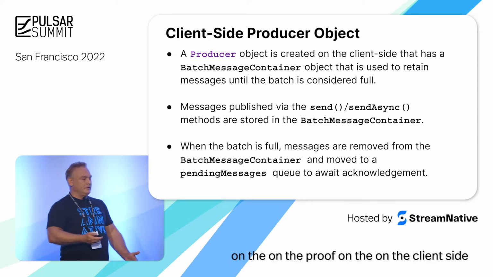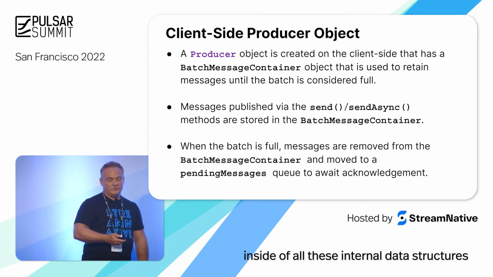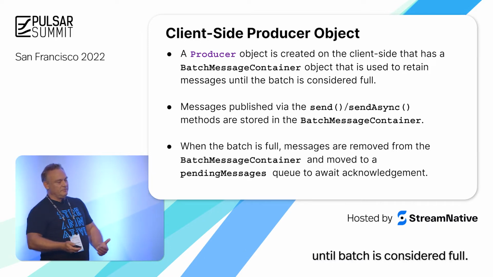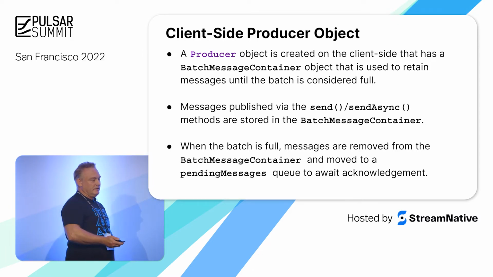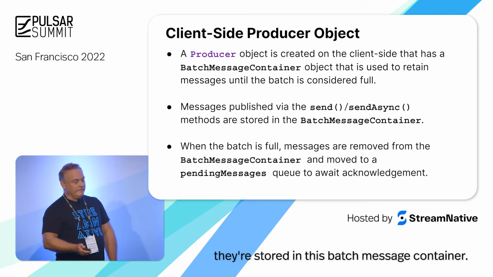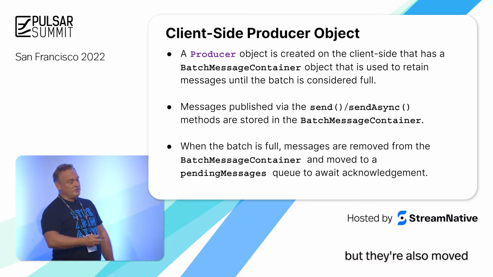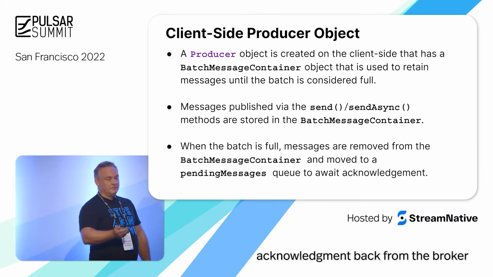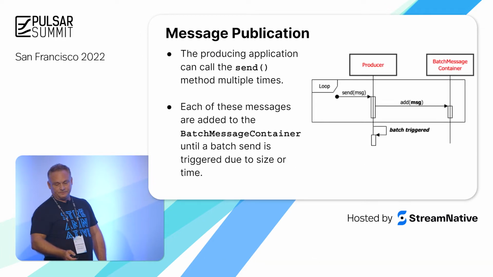On the client side, obviously, that's the one that we're all a little more familiar with. And the object I want to highlight inside of all these internal data structures is this batch message container object, right? And that is used to retain these messages until the batch is considered full. So every time a message is published using that send command or sendAsync, instead of being sent right over the wire right away, they're stored in this batch message container. And when the batch is full, the messages are removed from that container. Well, they're sent over the wire, obviously, but they're also moved concurrently to what's called a pending messages queue to await acknowledgement back from the broker that they were sent and successfully received and are persisted to disk.